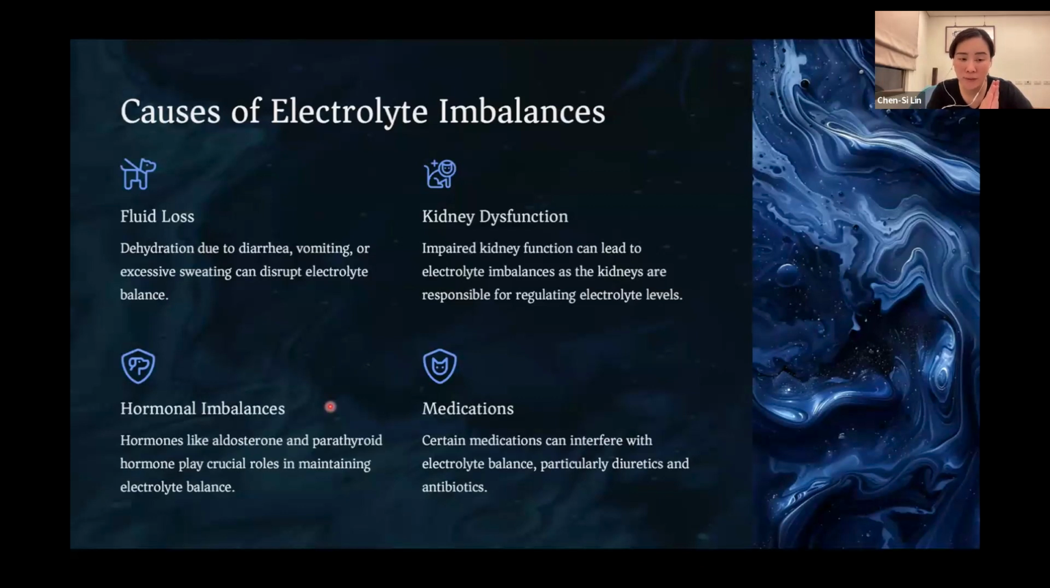So it is a very important hormone regarding sodium and chloride as well as potassium. Another hormone is parathyroid hormone. They also play an important role in maintaining the homeostasis of these electrolytes. And regarding medications, in some cases we can find abnormal expression, abnormal phenomena of electrolyte imbalance.